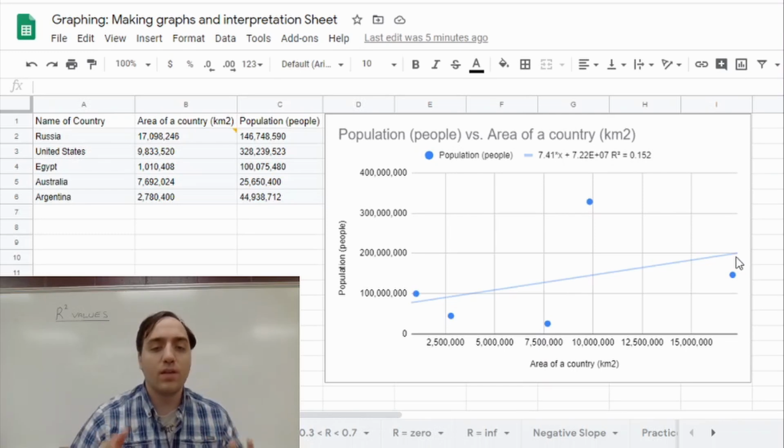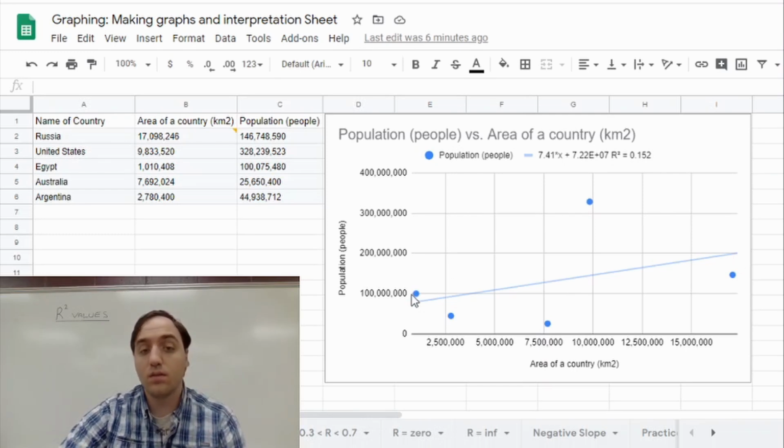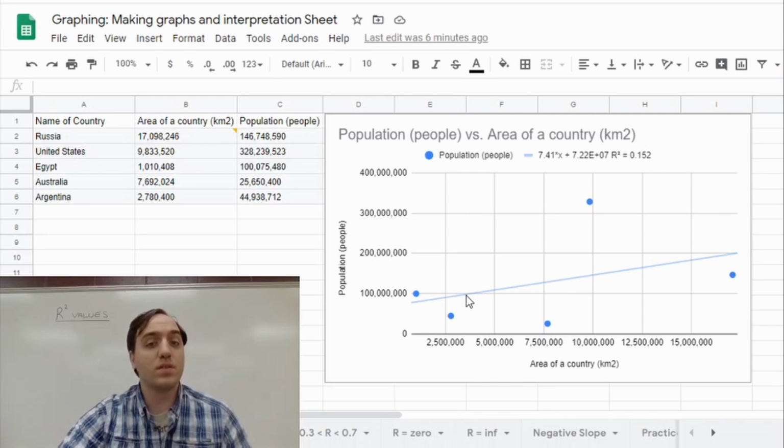So let's take a look at this example. Here, we have the population of a country versus the area of a country. And as we see, the points here aren't particularly close to the line. In fact, this one is very far away. As such, we have a very low relation. There's a very poor relation between the data and our line, which means that we have a very low R squared.